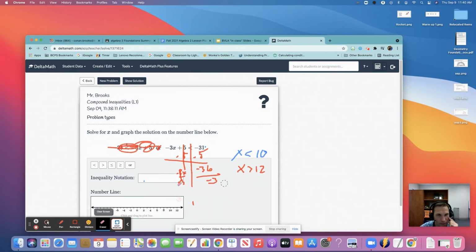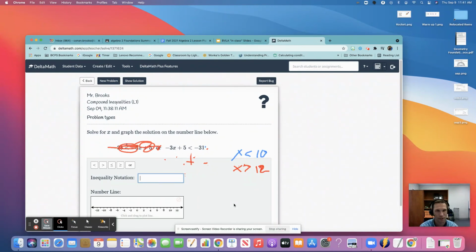So let's see. Let's clean this up a little. Oh! I didn't mean to erase that. X is more than 12. Hopefully that's right. I got a little carried away there with my cleaning up, Mr. Brooks. All right, so this time I don't think the order matters. So x is less than 10. You're going to use the word or. X is more than 12. And let's see, it should be positive and it's okay.